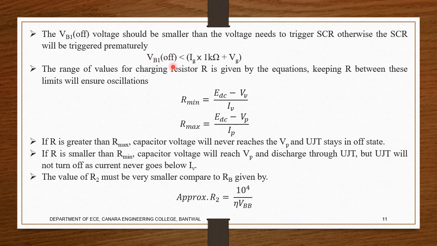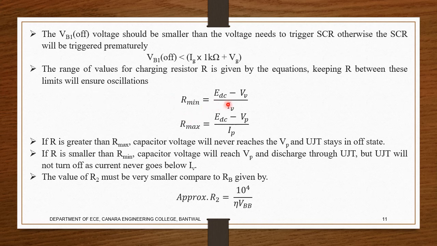So VB1 should be less than Ig times 1 kilo ohm plus Vg. That's the gate triggering value. It has to be controlled properly, else it becomes premature triggering, and we cannot get exactly what we required in the design. So we have to consider the R minimum and R maximum, which can be given with respect to these time limits.